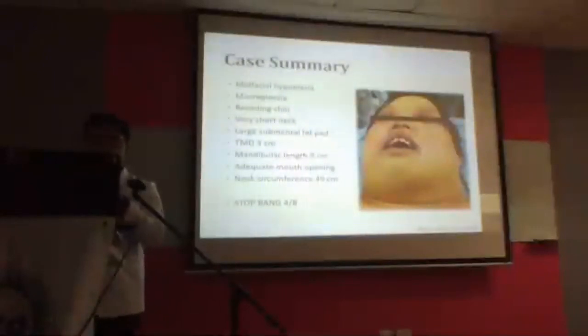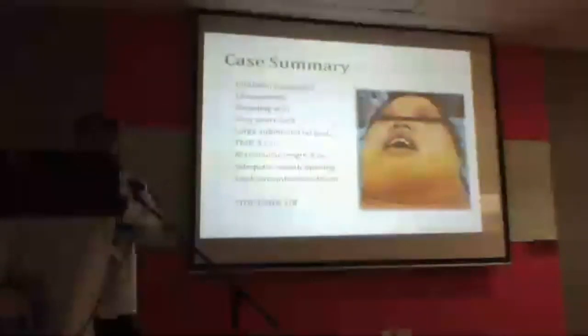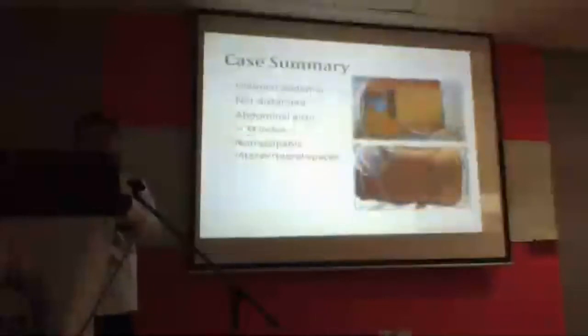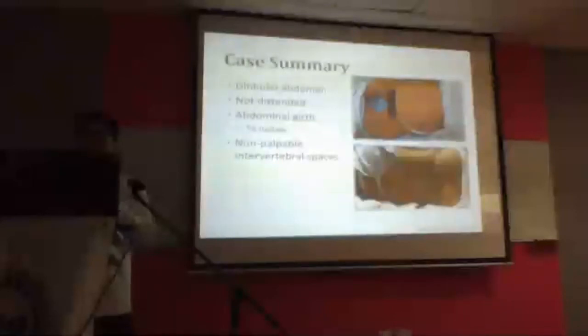The neck circumference was 49 centimeters with noted midline trachea and good neck mobility. The STOP-Bang score for this patient was 4 out of 8. She had clear and equal breath sounds. Her abdomen was soft, not distended, with an abdominal girth of 188 centimeters. The intervertebral spaces were not palpable due to the thickness of fat over the back.